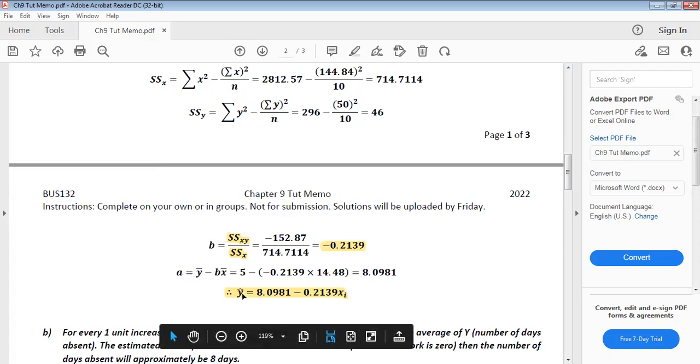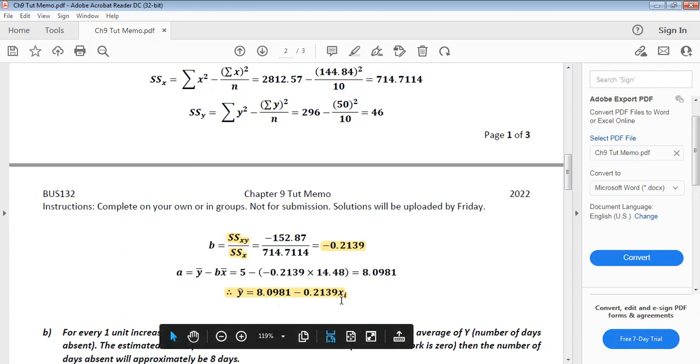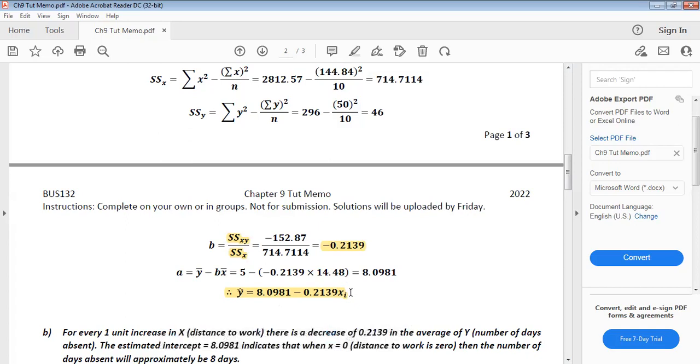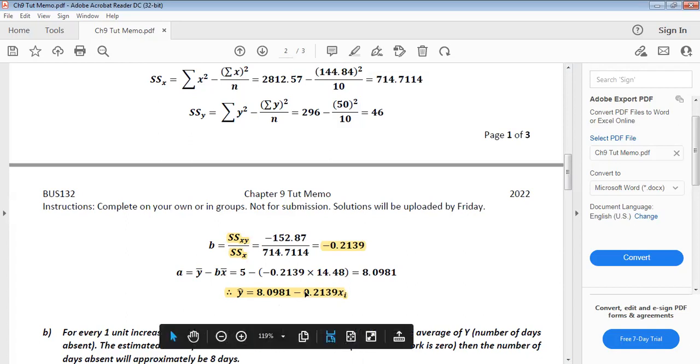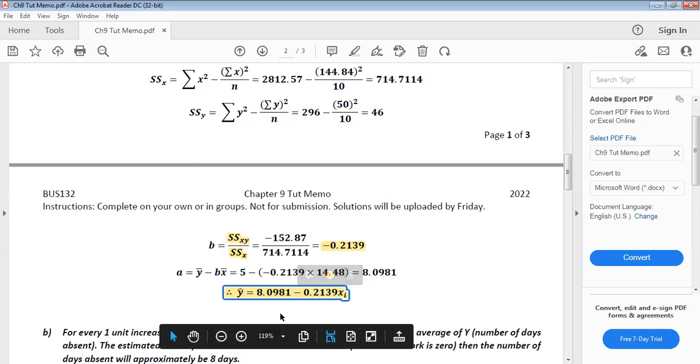So remember, what is our y? Our y was the number of days. So we want to interpret this. If there's an increase of 1 in the distance to work, or 1 kilometer, there will be a decrease. Why a decrease? Because the value here is negative. So there will be a decrease in the number of days absent.